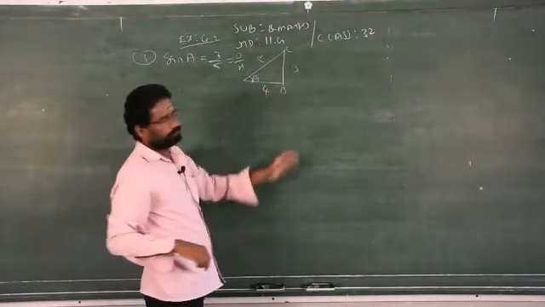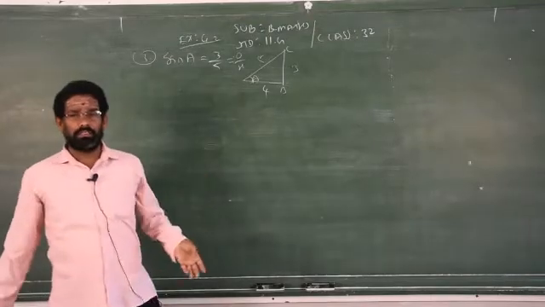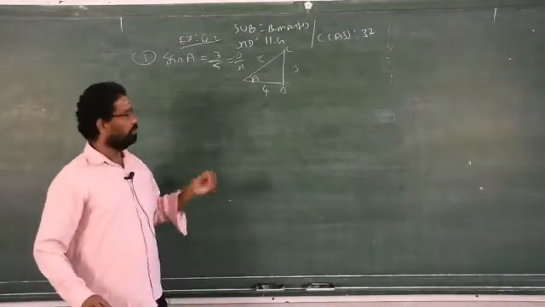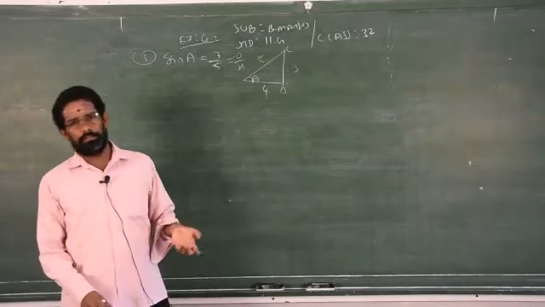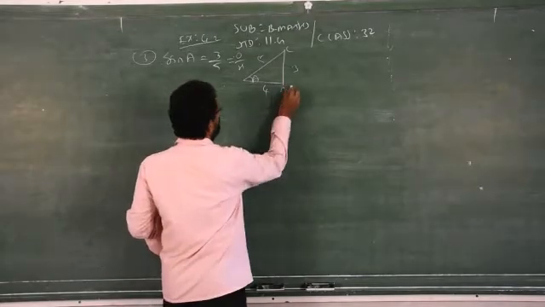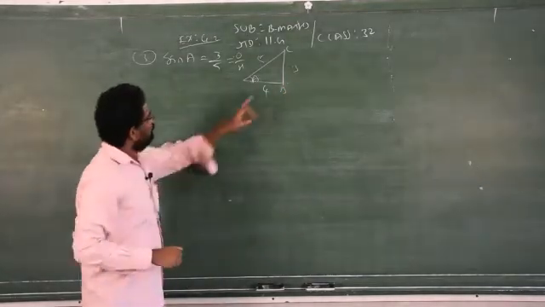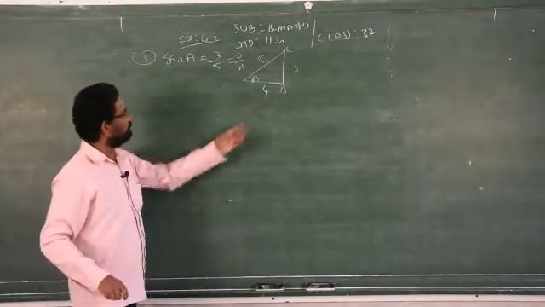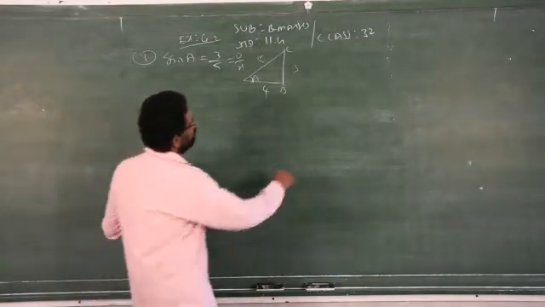By applying the Pythagoras theorem, those steps don't carry marks, so you have to do it straight away. You must know the Pythagorean triplet numbers. 5 square is 25, 3 square is 9, 25 minus 9 is 16, and the square root of 16 is 4. Clear? So the next one you have to find out.